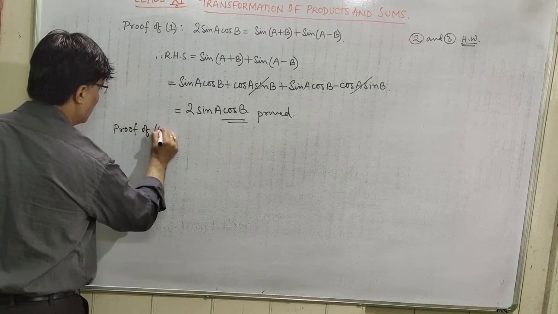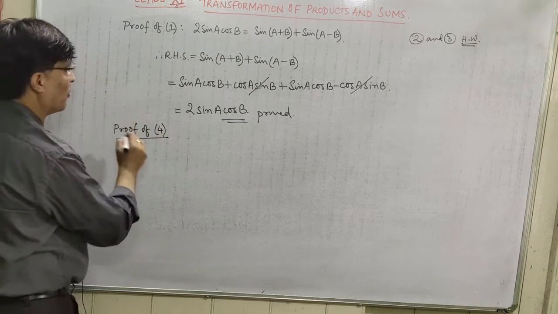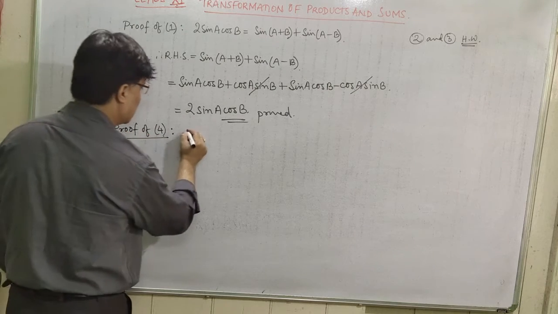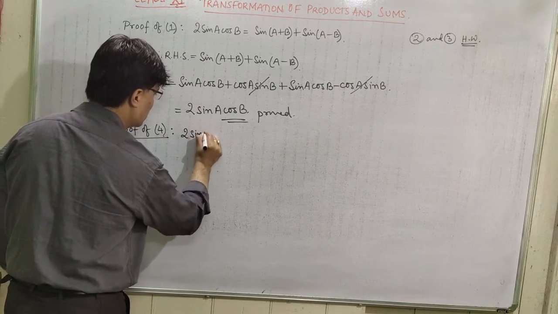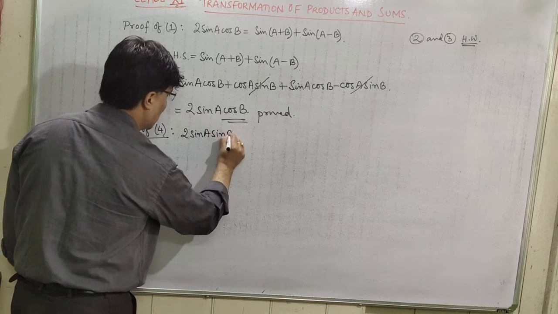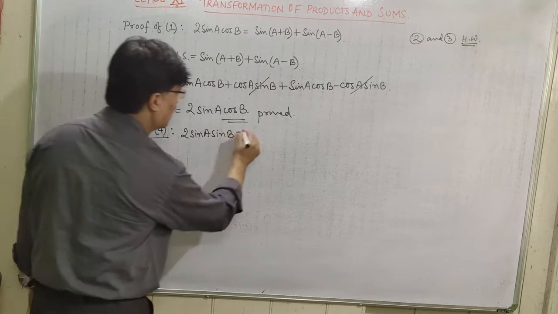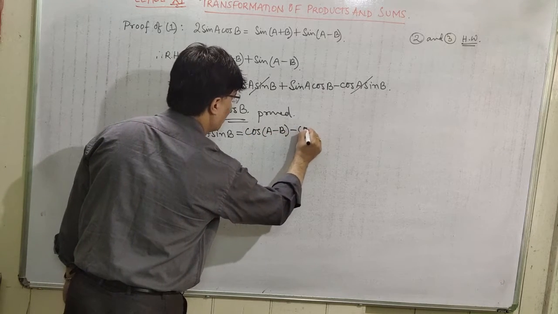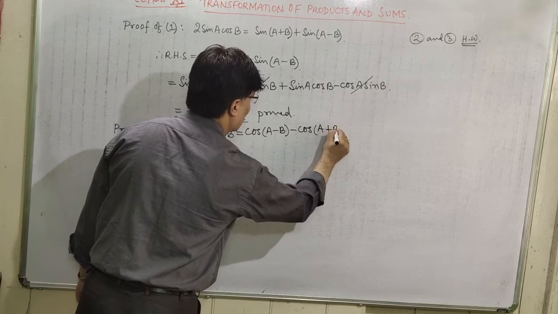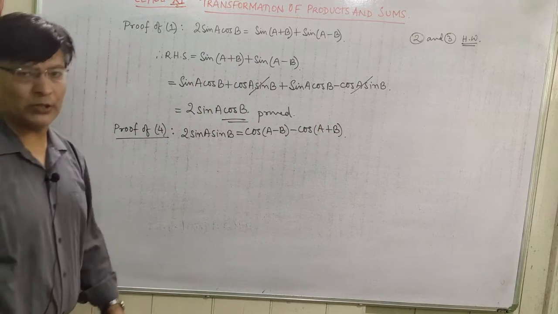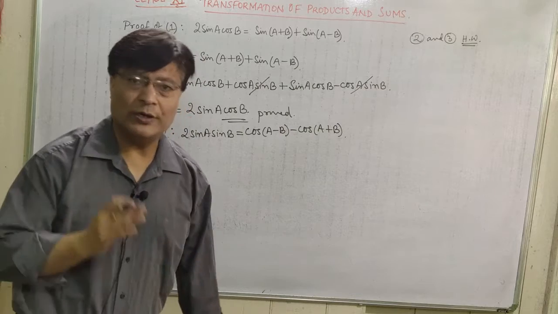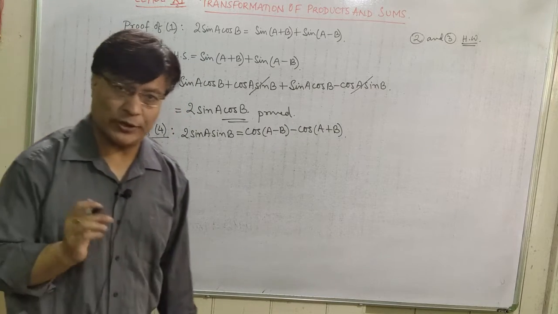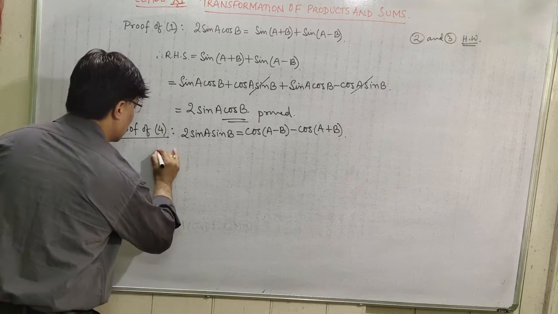Proof of 4. So what was formula number 4? Formula number 4 is 2 sine a sine b. And what was the formula for 2 sine a sine b? It is cos of a minus b minus cos of a plus b. Okay, so here also it will be easier for you to prove this formula from the right hand side. So let us prove it from the right hand side here also.